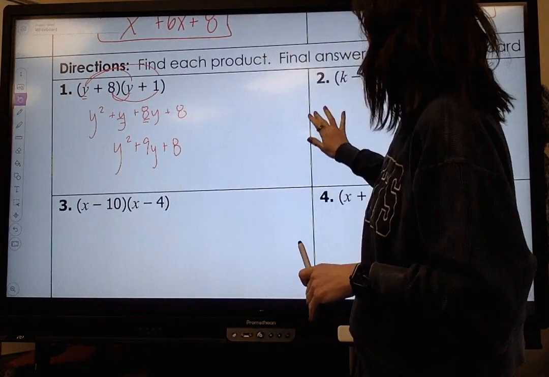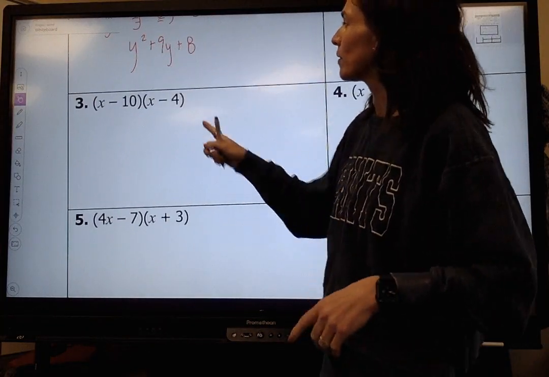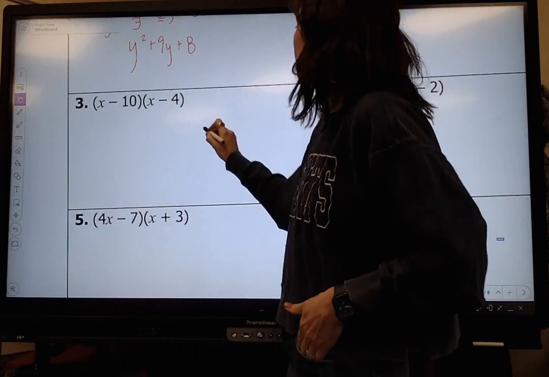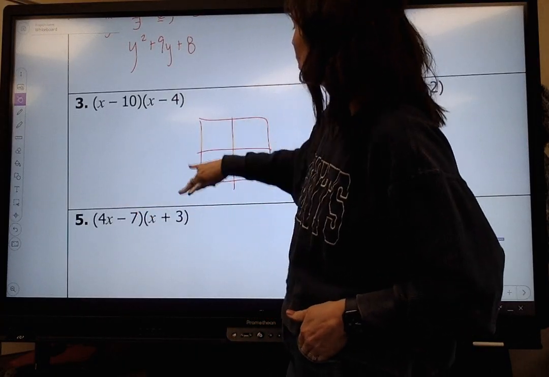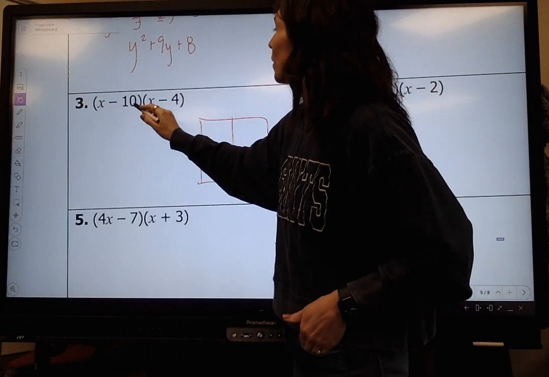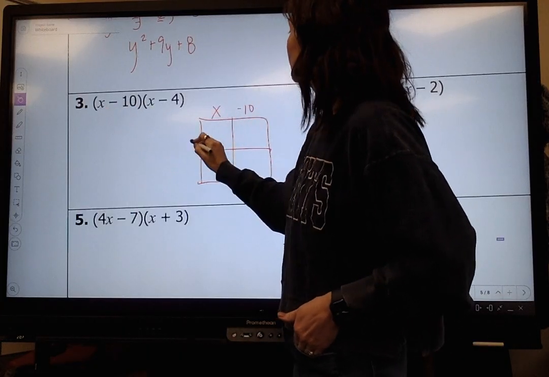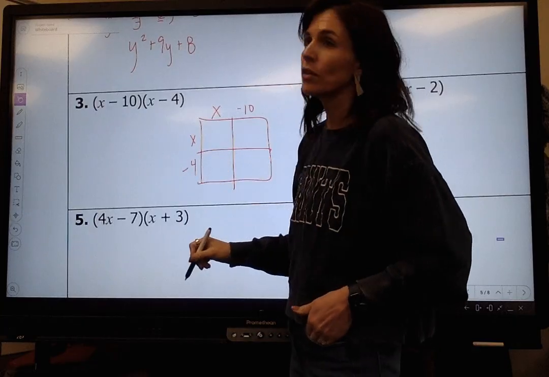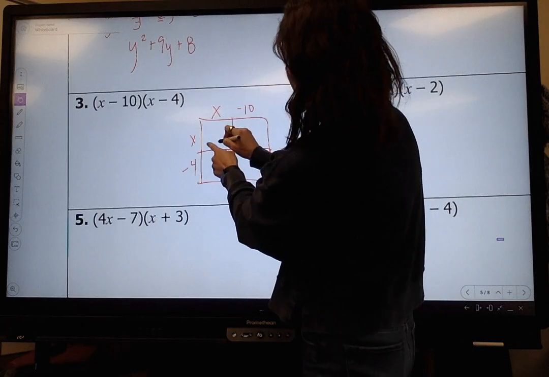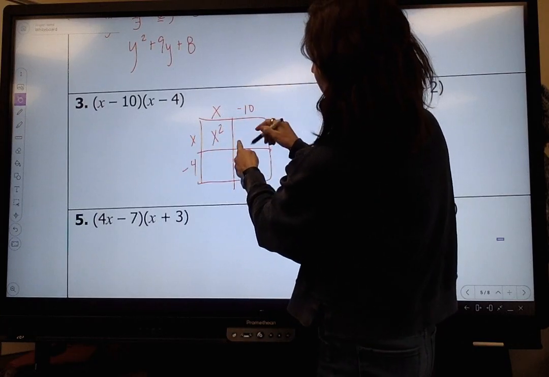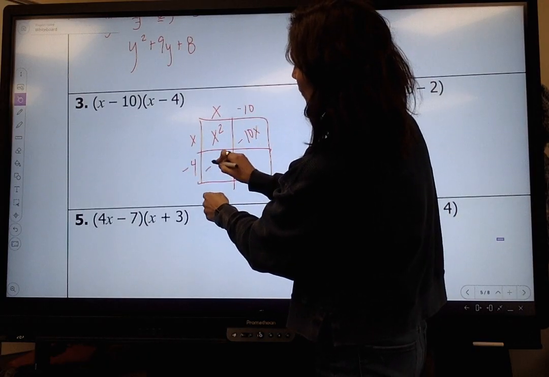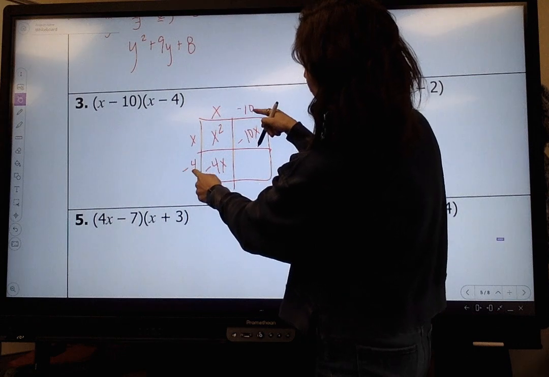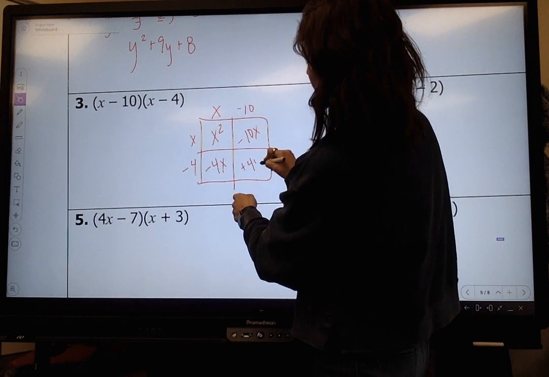Let's take a look at number 3. I'm going to do the box method for this one. This is a 2 by 2 term, so I'm going to create a 2 by 2 box, which means 2 columns, 2 rows. And I look at my terms, x and negative 10, and x and negative 4. So now when I multiply, x times x is x squared. X times negative 10 is negative 10x. X times negative 4 is negative 4x. And negative 4 times negative 10 is positive 40.